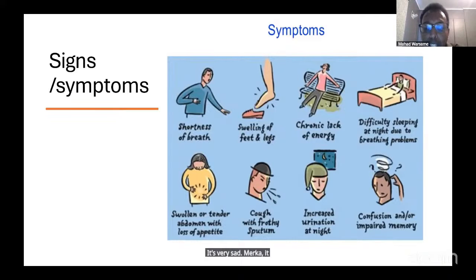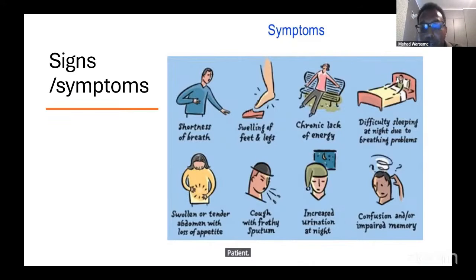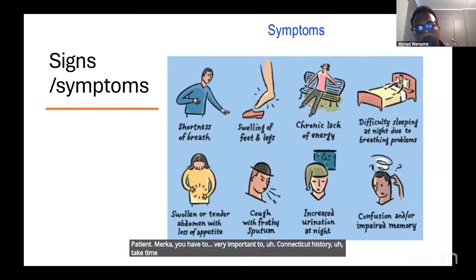It's not a problem where you live; you have to know the signs and symptoms of heart failure because it will improve the prognosis of the patient. Marka hakan hada way dhacda. Marka it is very important to take a clinical history, take time, and in a physical examination and the clinical history is very important. Okay.